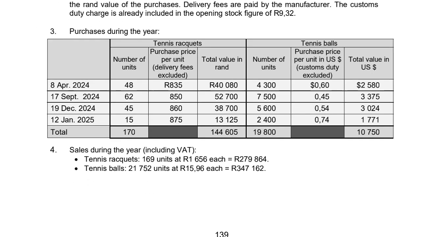In 3, purchases during the year is given for your tennis rackets and your tennis balls. And 4, sales during the year, including that your sales for tennis rackets, 169 units at 1,656 Rand each, to give you 279,864 Rand. And your tennis balls, 21,752 units at 15 Rand 96 each, to give you 347,162 Rand.